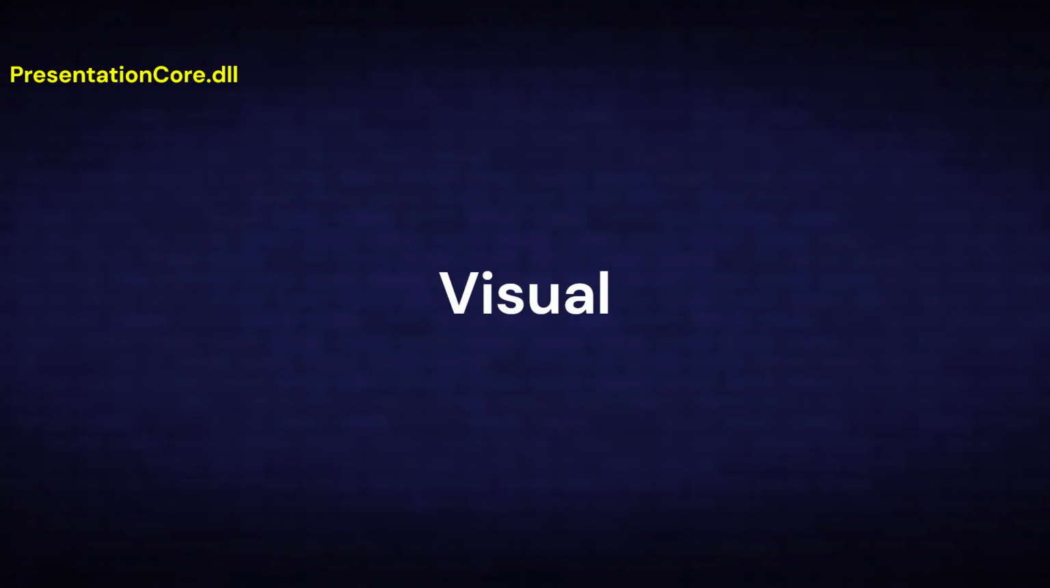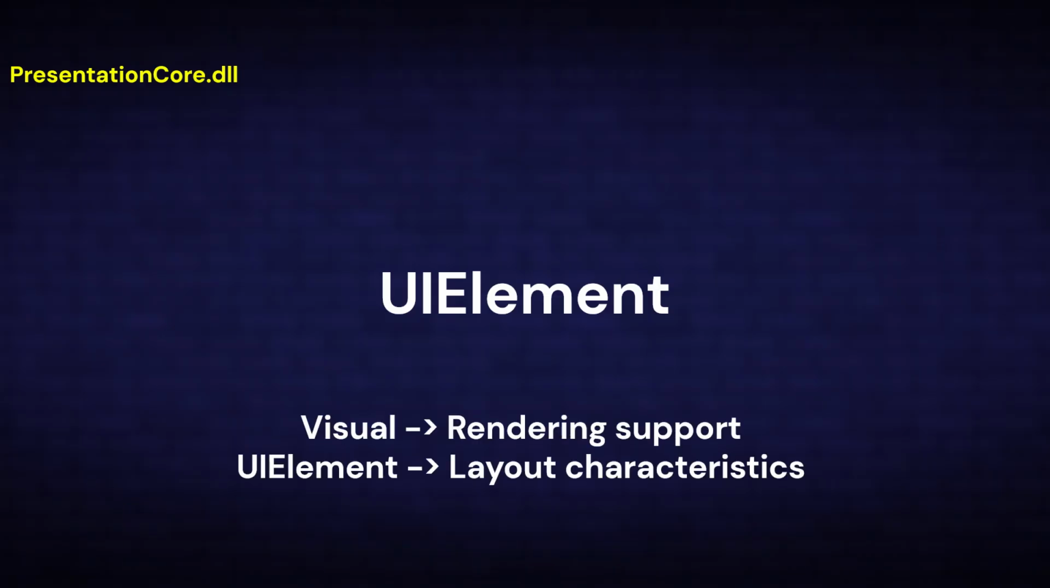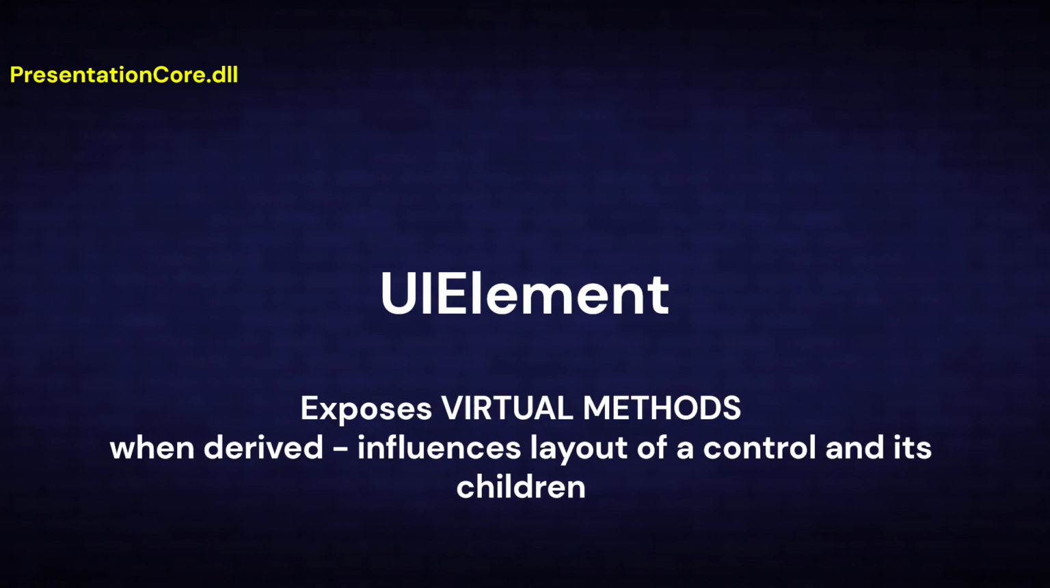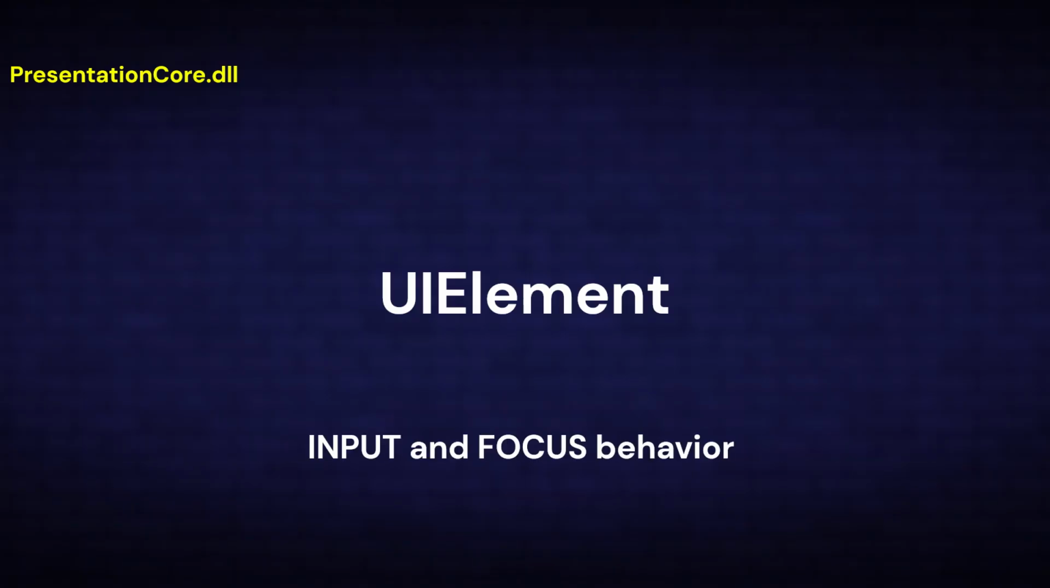The next class in the object hierarchy, which is derived from Visual, is UIElement. UIElement is also present in the PresentationCore DLL, and it provides some core-level functionality to the derived control classes. Like the Visual class provides support for rendering a control, the UIElement class provides a control's layout characteristics. This class contains a number of virtual methods, which can influence how the layout of a control and its children is rendered. UIElement class also defines the input and focusing behavior of a control.